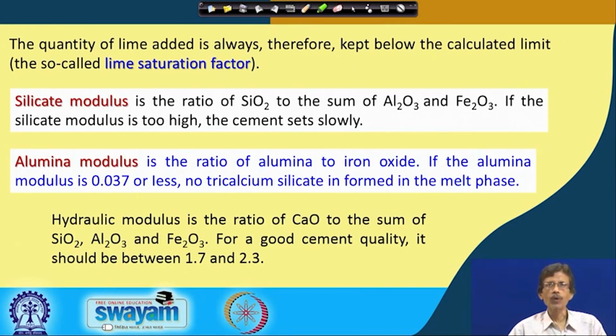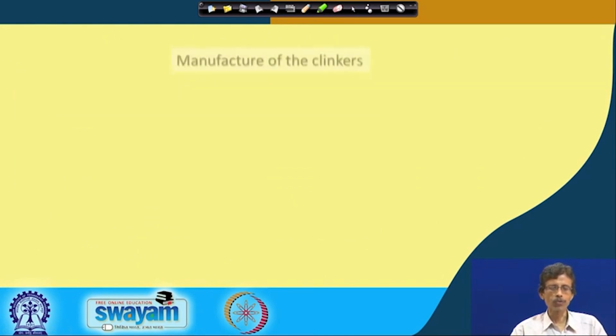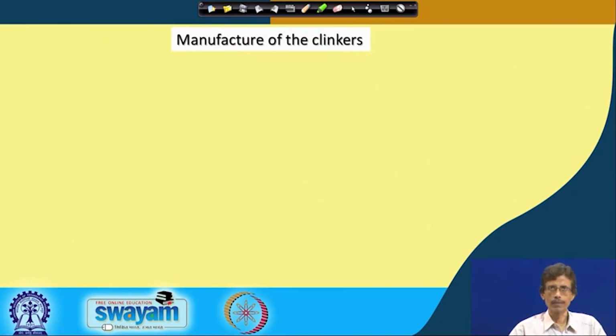So the four components we are dealing with in this cement material are calcium, silicon, aluminum and iron based oxides, and for good cement quality this ratio should be between 1.7 and 2.3. It should not be less than 1.7 and should not be above 2.3 to get a very good quality of cement. So quality control in the cement factory will also be determined by all these things.